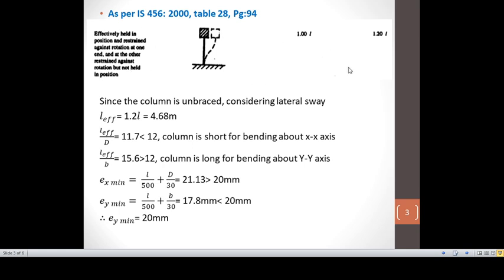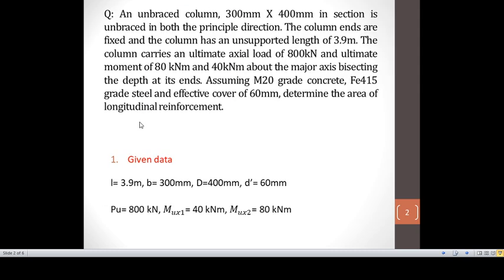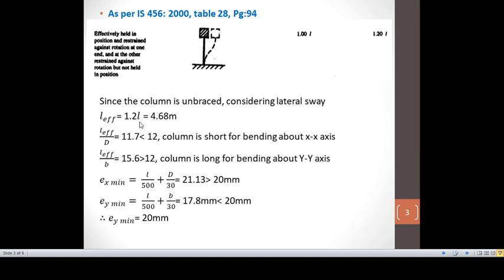According to IS 456 table 28 page 94, this case shows that we have to take L effective equal to 1.2 L. Since the column is unbraced, considering lateral sway, L effective is taken as 1.2 L, where L is given in the question, which is equal to 3.9 meters. So L effective is equal to 4.68 meters. Next I am going to calculate the slenderness ratio.